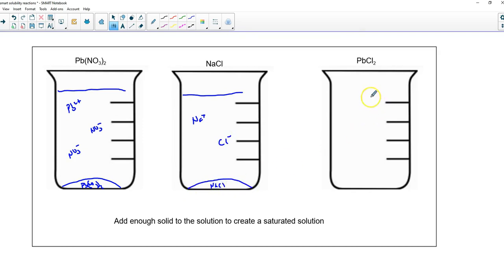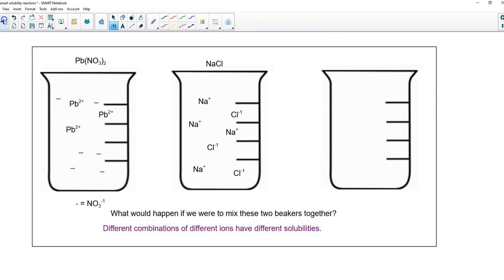NaCl. All right, lead chloride, not very soluble. Right? Pb2+, Cl-, and there we go, PbCl2. All right, let's go to the next page.